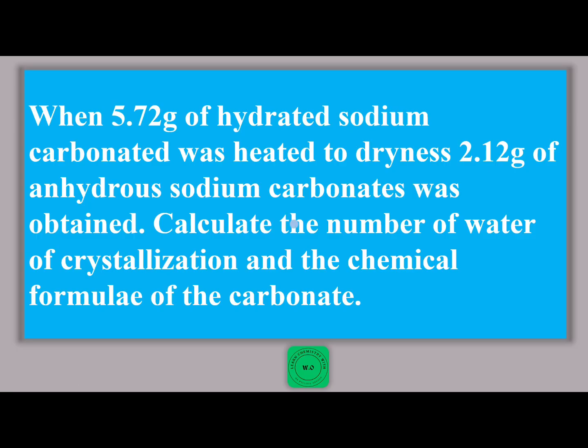So in this question, we are told that the amount of salt that was heated, the hydrated salt for that matter, is 5.72 grams, and whatever remained was 2.12 grams. So whatever remains is the salt minus the water of crystallization. When you subtract these two values, the value you get will represent the amount of water that was lost, the water of crystallization. To do this calculation, you are supposed to follow the following procedure.